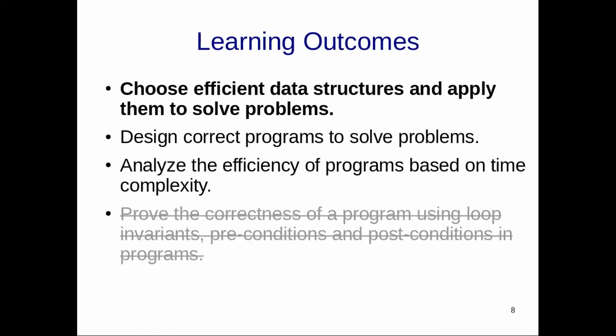All right. So the learning outcomes of this course, as for 2700 we said, are that we should be able to choose efficient data structures and apply them to solve problems. We also want to design correct programs, which means that we are going to emphasize correctness a little bit. It would have been nice if the fourth point, prove the correctness of a program, had come into play, which is actually part of the course. But in the absence of discrete maths knowledge, we are probably not going to spend time on that.